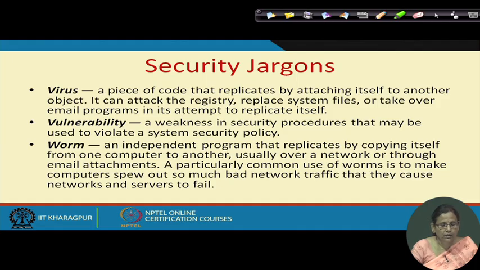Then next is a worm. It is an independent program that replicates by copying itself from one computer to another, usually over a network or through email attachments. A particularly common use of a worm is to make computers spew out so much bad network traffic that they cause the network and servers to become very slow. Sometimes the network actually becomes congested.